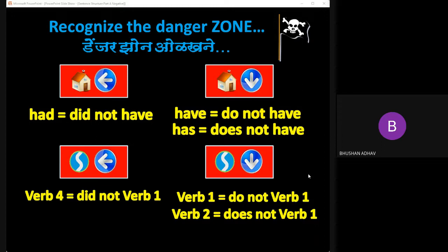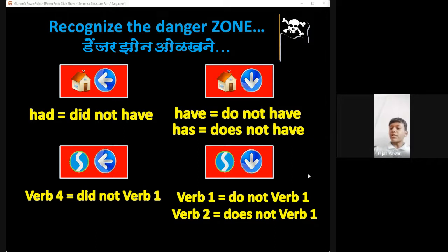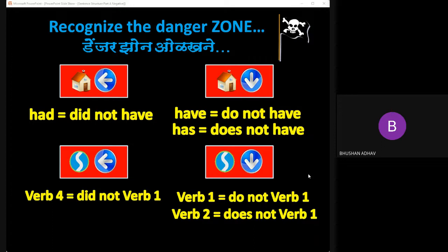Our leaders speak fake to public. Our leaders do not speak fake to public. Exactly. Speak is V1. So if you see the screen, V1 has to change to do not V1. Okay. These are actually a danger zone. If it is possible for you, you can take the screenshot of this slide. Take the screenshot of the slide. This is very important for danger zone.